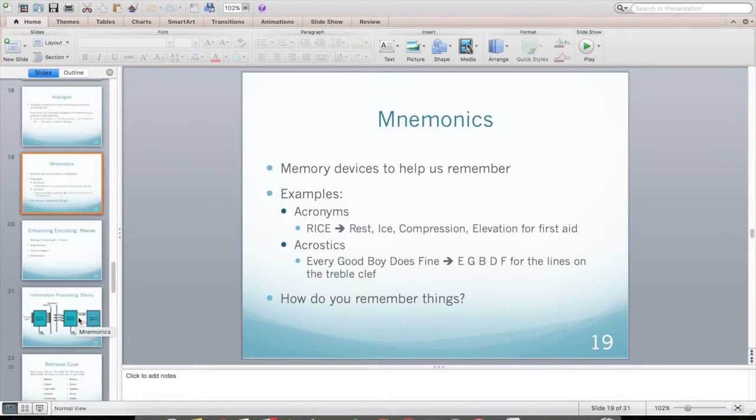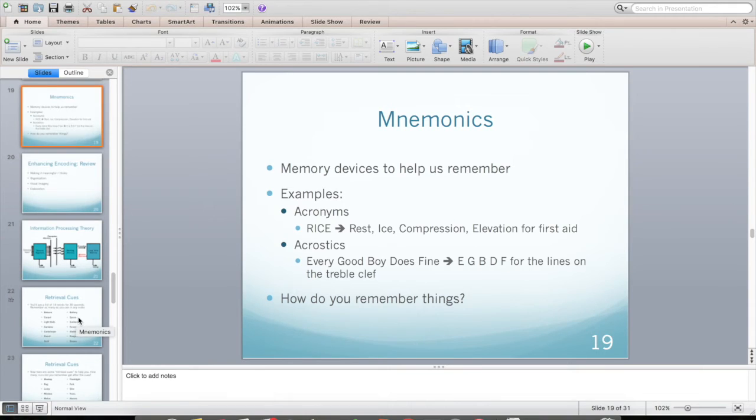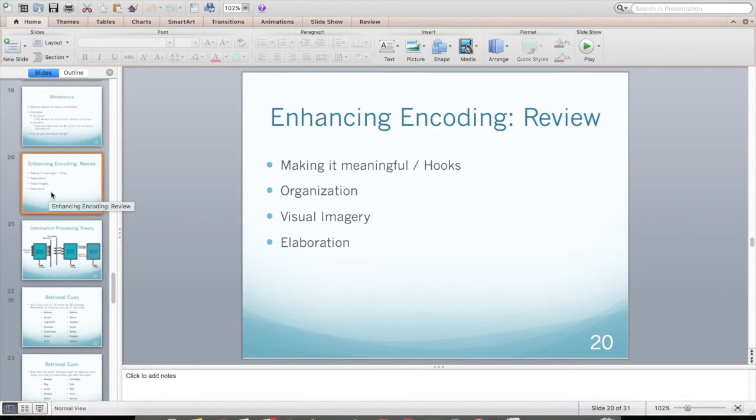Mnemonics, that's like FACE. Here it says rice. And acrostics, that's every good boy does fine if you need the lines on the treble clef. Hopefully we don't have to cover too much about mnemonics, but I do believe there's a question about it on the test.